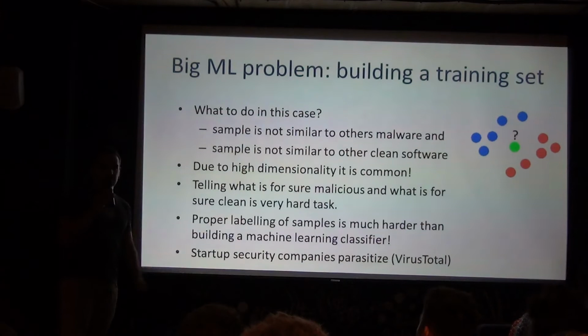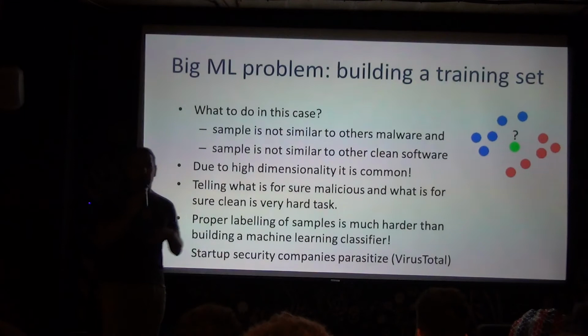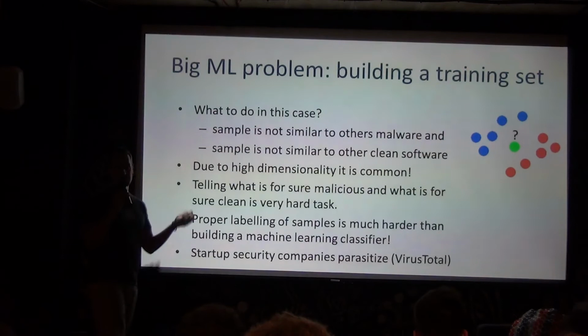And we have startup companies that just ignore this problem because there are services like VirusTotal where you can submit samples, and it was done for the community. So companies like ESET participated by sharing samples. And then suddenly when machine learning got popular, there is a bunch of new startup companies that just use the know-how created by different companies like us.